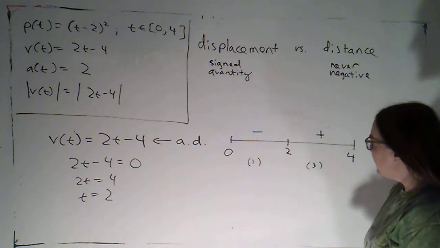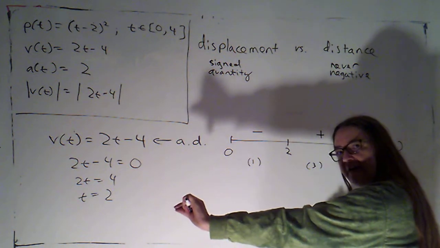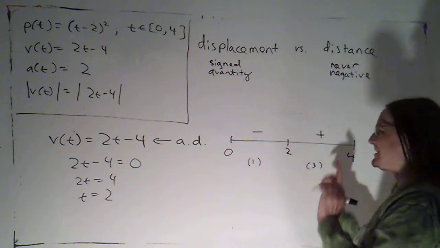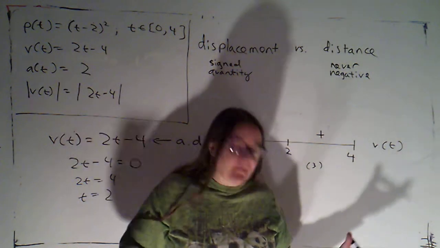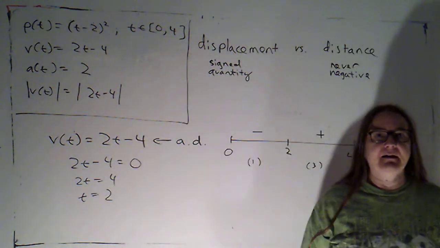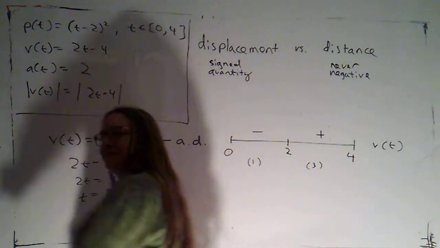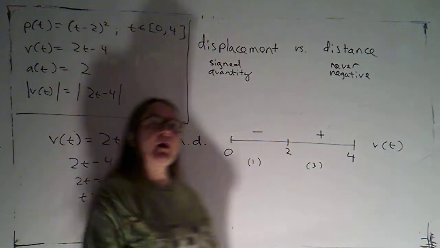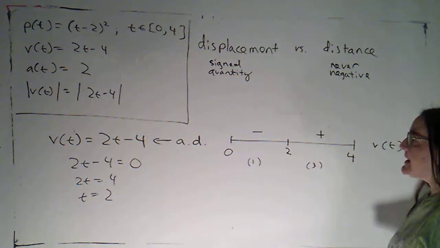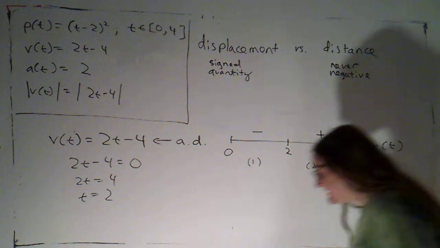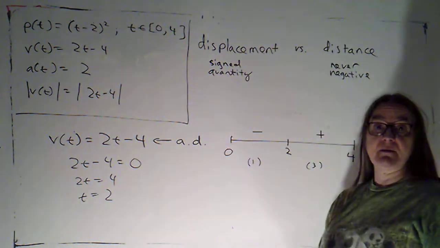So what this tells me is that over the first 2 seconds, the particle was actually moving to the left, and then over the second 2 seconds, it was moving to the right. In the earlier situation where my displacement was 0, I went to the right and then to the left. What this particle did is the opposite of that. It went to the left, and then it turned around and went to the right and returned back. So if I want to calculate the distance, I'm going to have to break this up into these 2 time intervals.